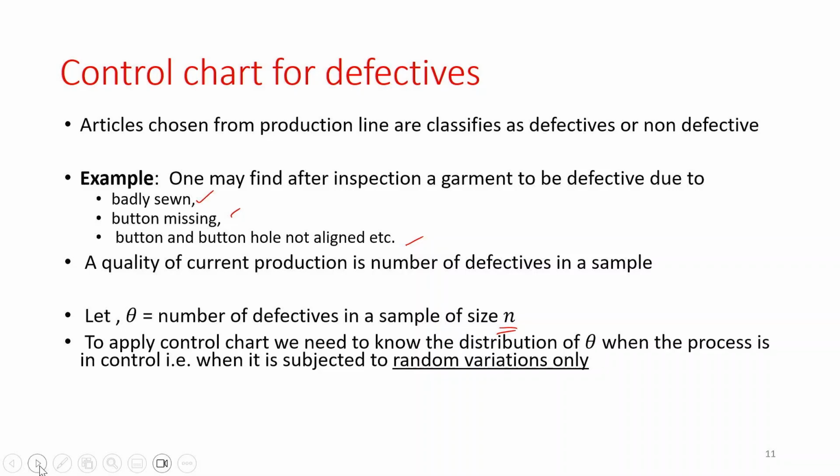Now to apply a control chart, we need to know the distribution of theta. Theta is the number of defectives when the process is in control, that is, when it is subjected to random variation only. Because of random variation, some variability will be there, and therefore some defective items may be produced, but that is not due to assignable causes. Some unassignable causes, something has happened, and therefore some variation is always possible.